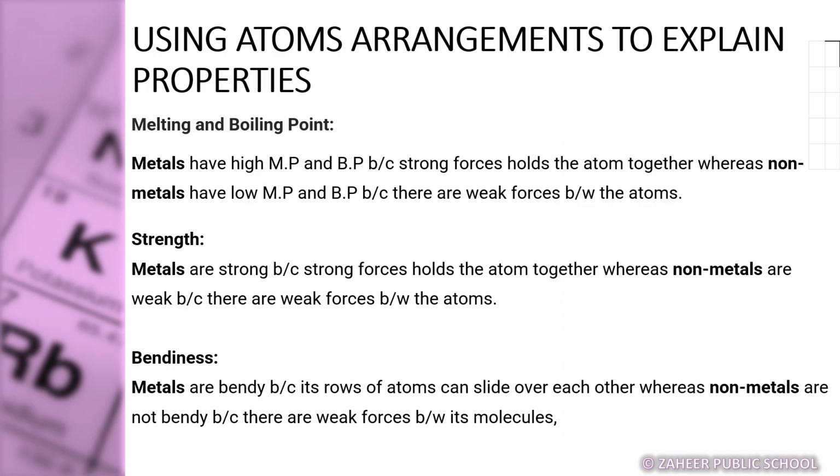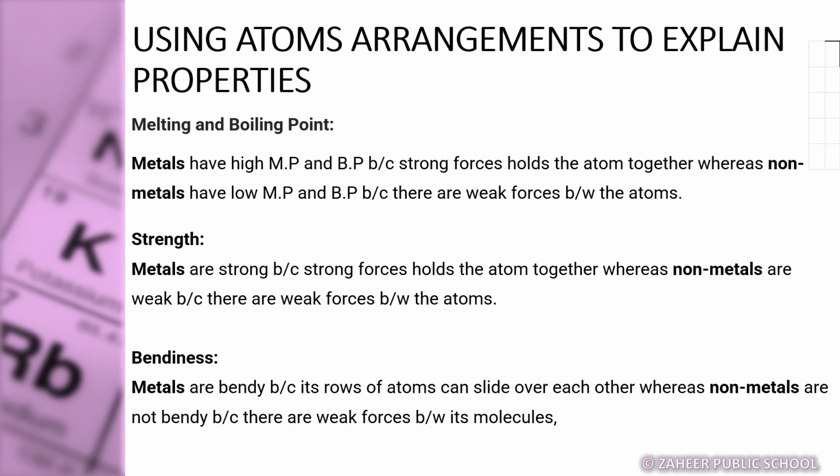Using atom arrangements to explain the properties, the first property is the melting and boiling points. The melting and boiling points of metals are high because in their solid states, strong forces hold the atoms together, and much energy is needed to overcome these forces to form liquids or gases. And most non-metals have low melting and boiling points because there are weak forces between the atoms.